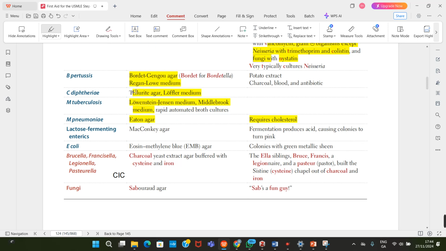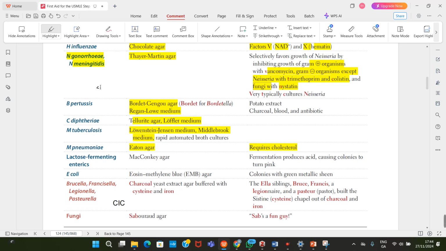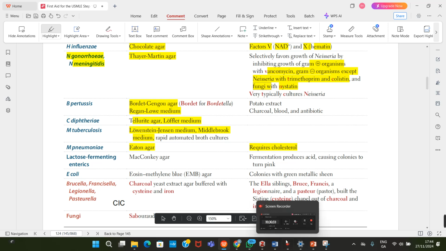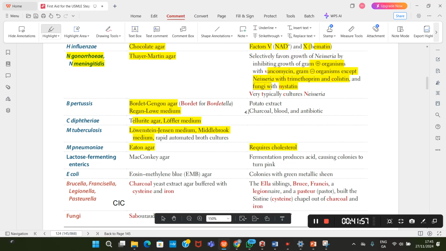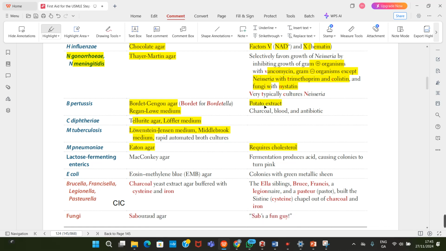Then we have the Bordetella pertussis. How do you grow this? So you use the Bordet-Gengou agar, or the Regan-Lowe medium. We don't actually need to memorize all these things because there's a very low chance that will be asked. The Bordet-Gengou is made up of potato extract. BP, Bordetella pertussis. So the B for the Bordet-Gengou agar, and the P for the potato. Then the Regan-Lowe medium contains ABC, which is antibiotics, blood, and charcoal.